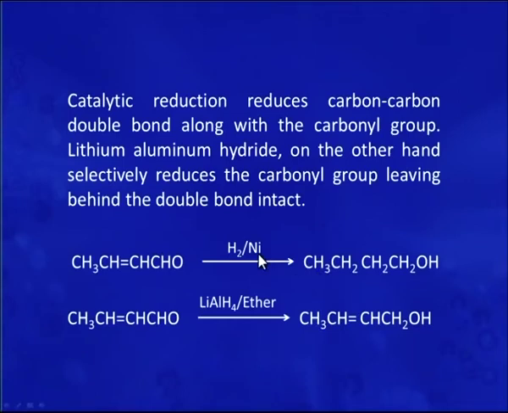if we reduce by the catalytic method, the resultant molecule is normal butanol, that is, both the carbonyl group is reduced as well as the double bond. But if we reduce the same molecule with lithium aluminum hydride, then only the carbonyl group is reduced to a primary hydroxy group, whereas the double bond remains intact. So, the use of a proper reducing agent results in the formation of our choice of compound.